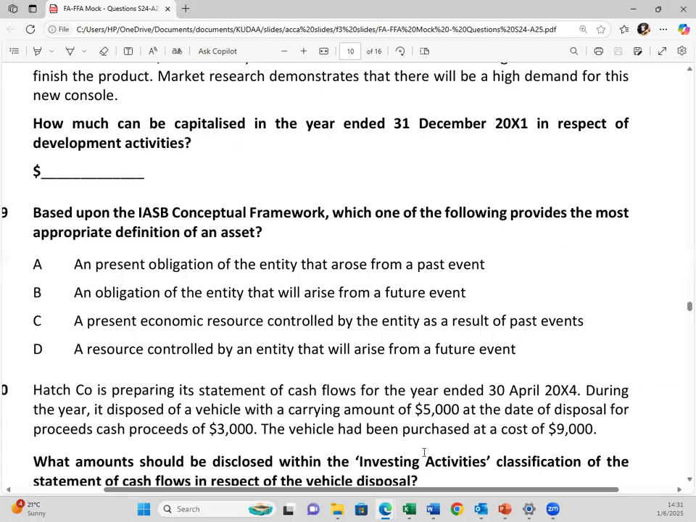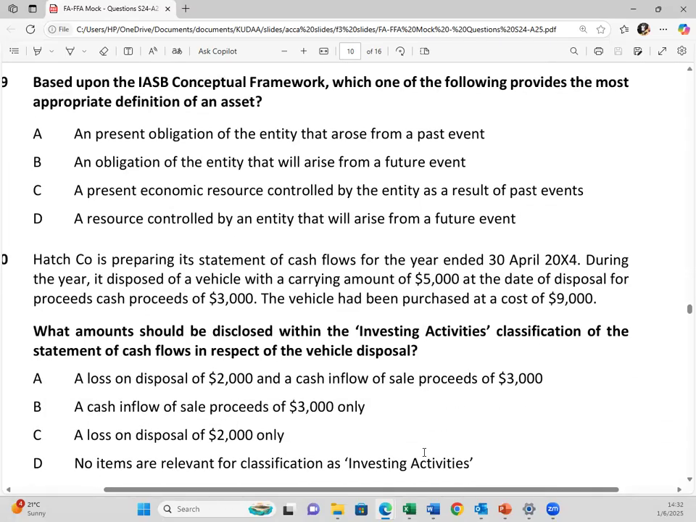Remember the key definitions from the conceptual framework: we have an asset, we have a liability, we have an expense, we have income, we have equity. Those definitions, you should know them. They can ask you those. Now let's move on to the next question.